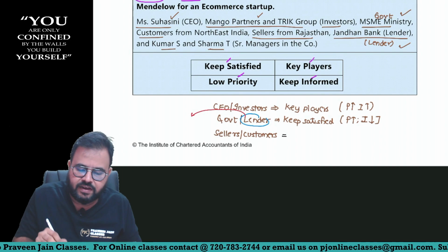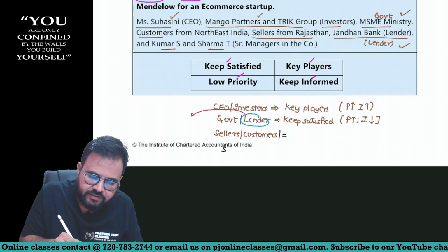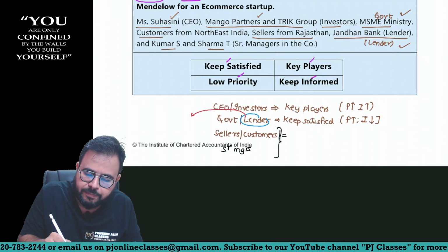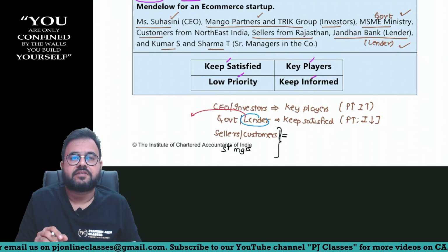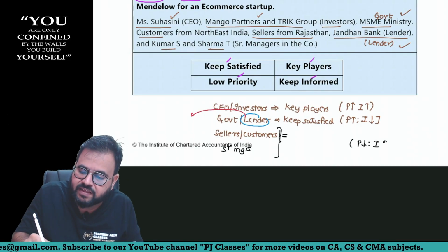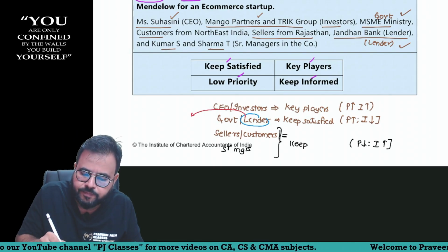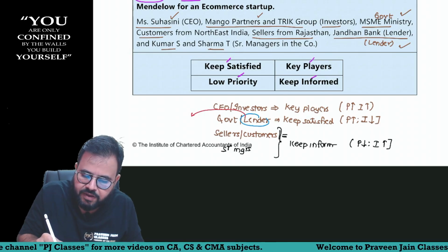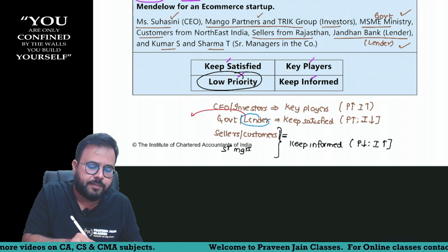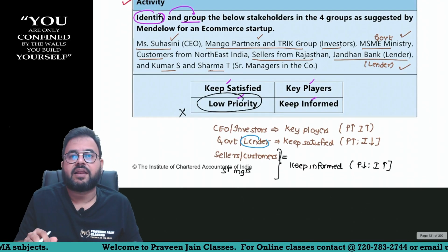Next, sellers, customers. Raja, sellers, customers, and senior managers. All these three, sir. Tell me, what shall we do with these people, sir? Can I say they have high power in the company? No. But are they interested in the company? Yes. So what should we do? Keep them informed. So who are the low priority people? Details are not given. Simple. Clear, Raja?